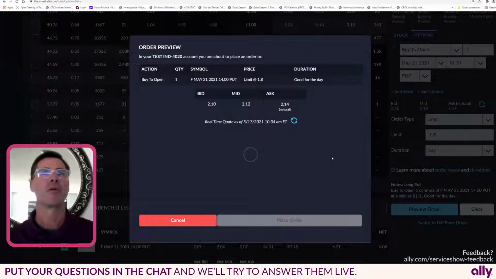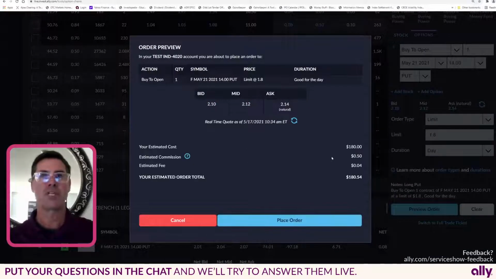Preview the order. What you see here is identical to what you saw on the previous trading page, except you're seeing more strikes, more expirations, all on one page. So here's your preview order. You'll notice my limit's $1.80, which is close to the bid, which is why we didn't get that message saying your bid was too aggressive. Let me cancel that so I don't place that order.